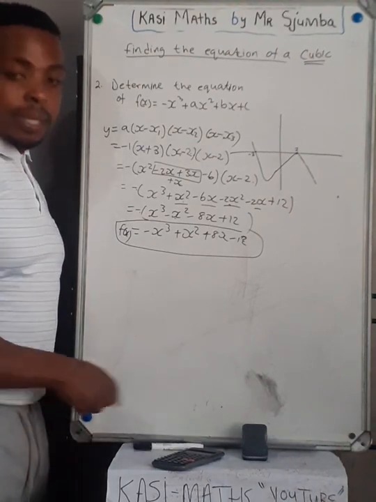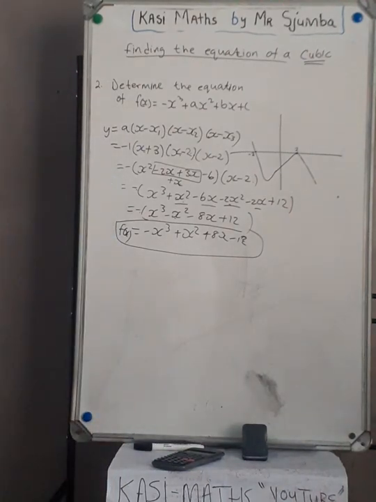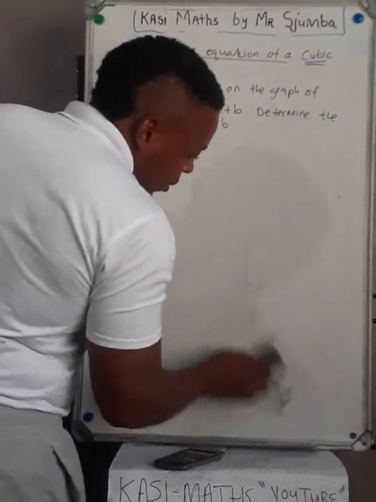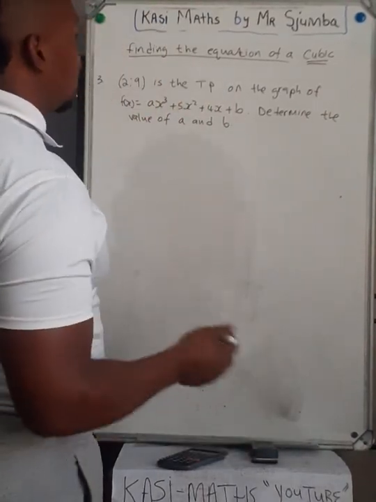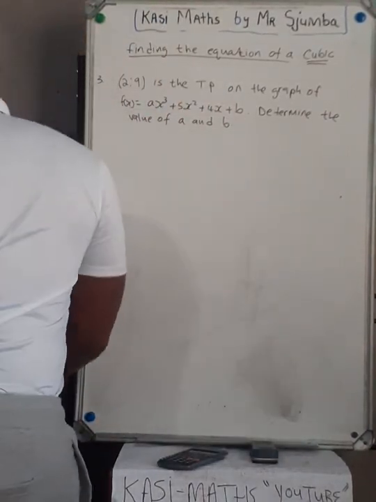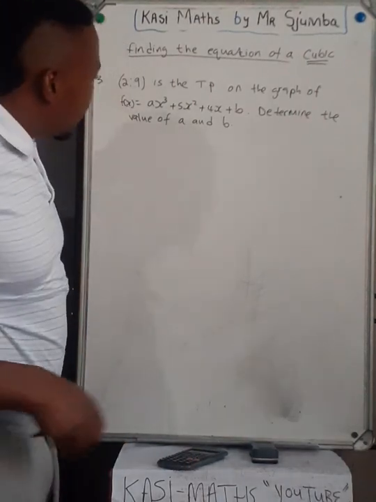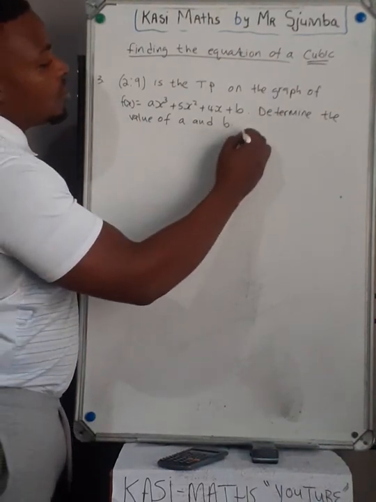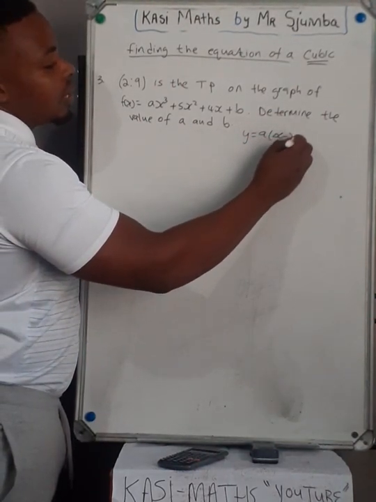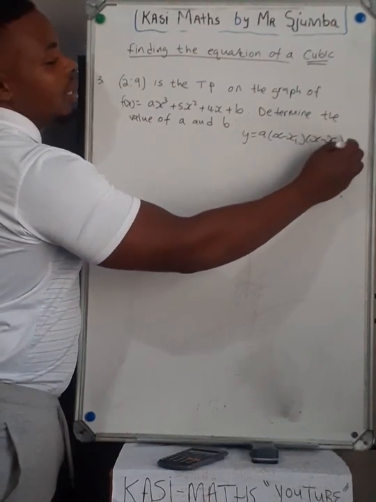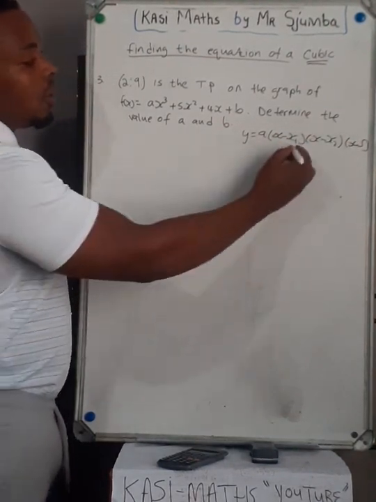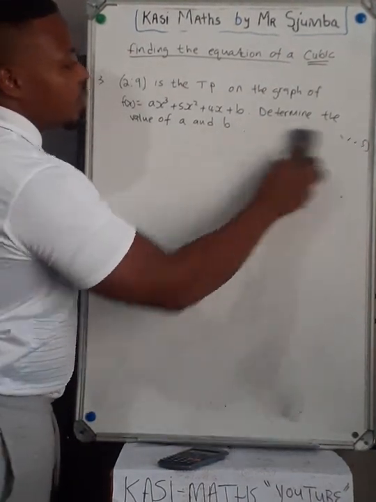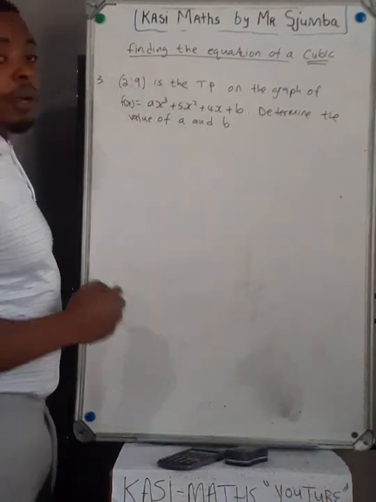Right, so let's go to our last example. Okay, so here we are given a turning point. We cannot use x minus x1, x minus x2, and x minus x3 because we only use this one if we are given the x-intercepts, right? So let me remove it. Since it is a turning point, what do we know?